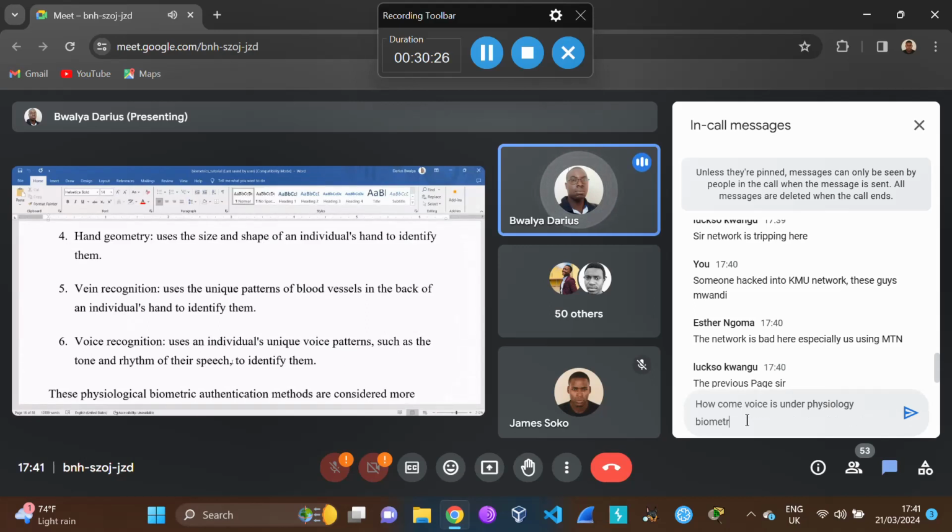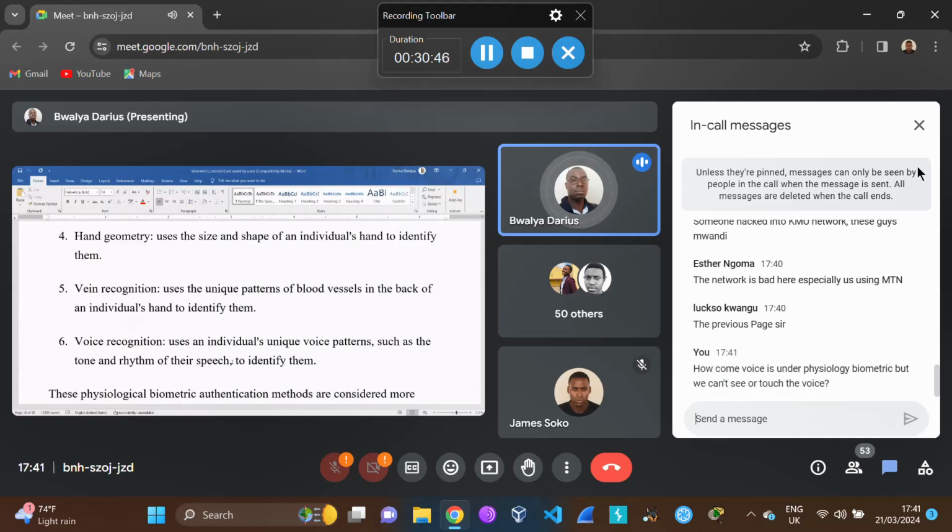But anyway, the focus is on uniqueness. That is a unique feature of a human being. Then we also have voice recognition. It is said that voices are also different. The tone and the rhythm of their speech may be used to identify a subject.